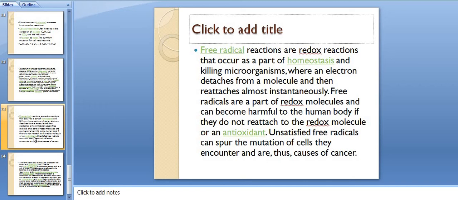Free radicals are a part of redox molecules and can become harmful to the human body if they do not reattach to the redox molecule or an antioxidant. Unsatisfied free radicals can spur the mutation of cells they encounter and are thus causes of cancer.